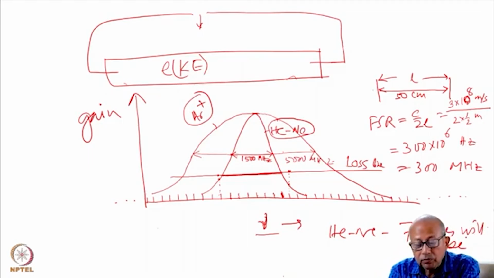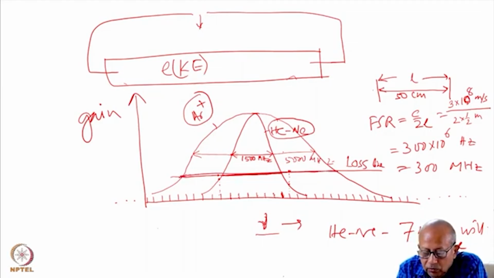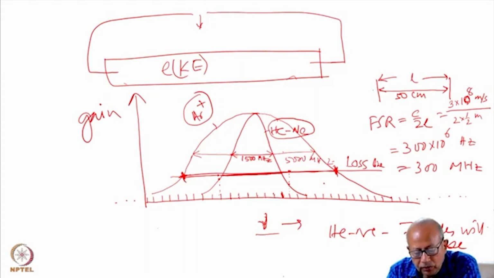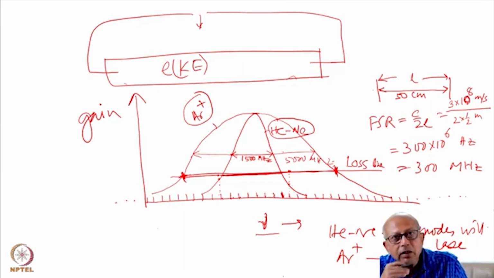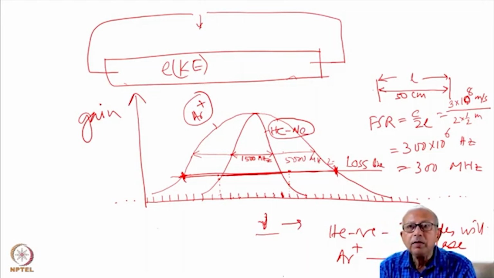However, what happens for argon ion laser? So this is again the loss line. For argon ion laser, this is the lasing window from here to here. And how many modes lie within the lasing window? 1, 2, 3, 4, 5, 6, 7, 8, 9, 10, 11, 12, 13, 14, 15, 16, 17, almost 18 modes. So both are multi-mode lasers. Both lasers operate under this loss condition as multi-mode lasers.